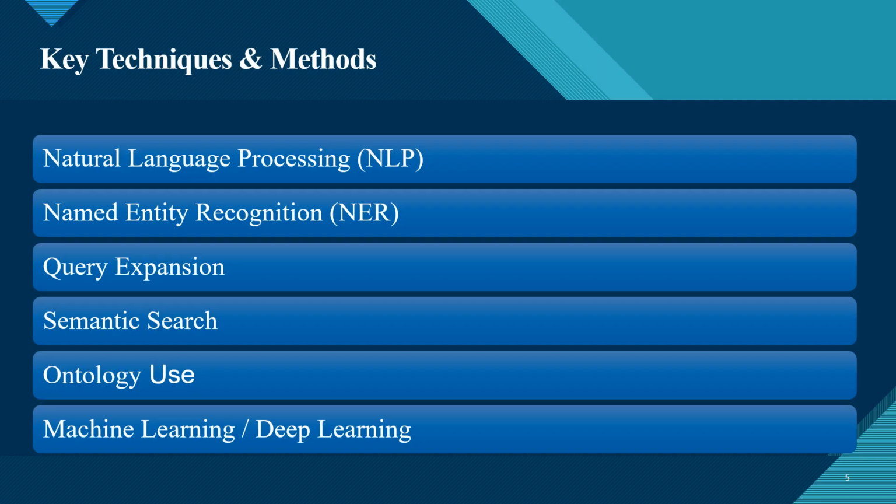Ending with medical machine learning and deep learning models, which are used for predicting patient outcomes, clustering medical records, and document classification. Models like BioBERT and ClinicalBERT enhance medical text processing.